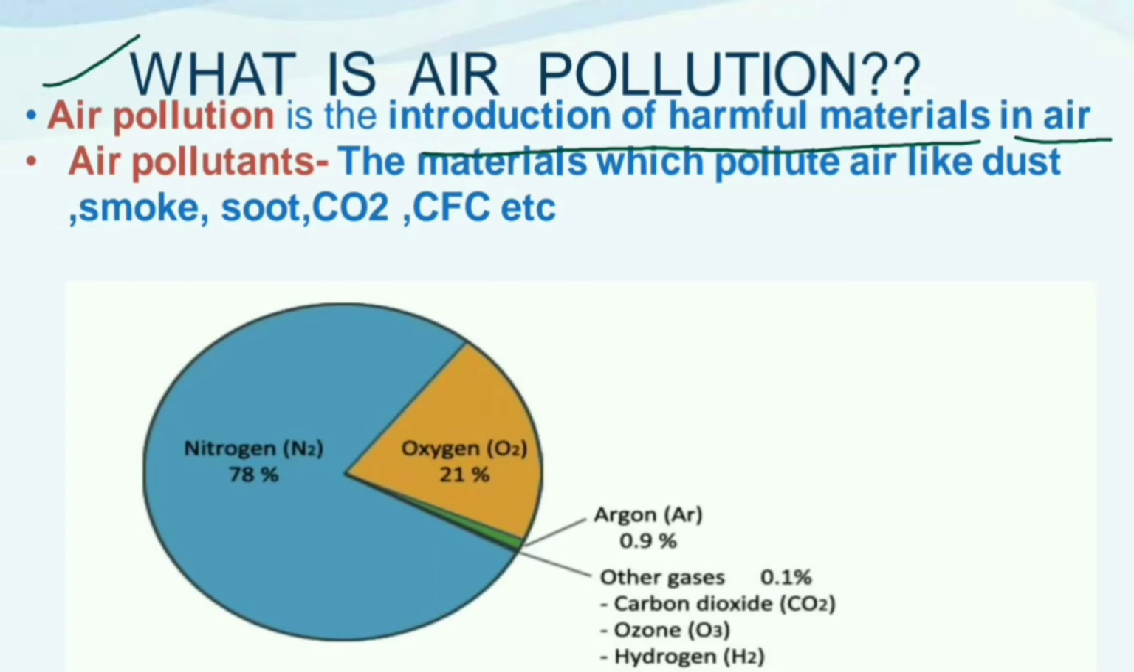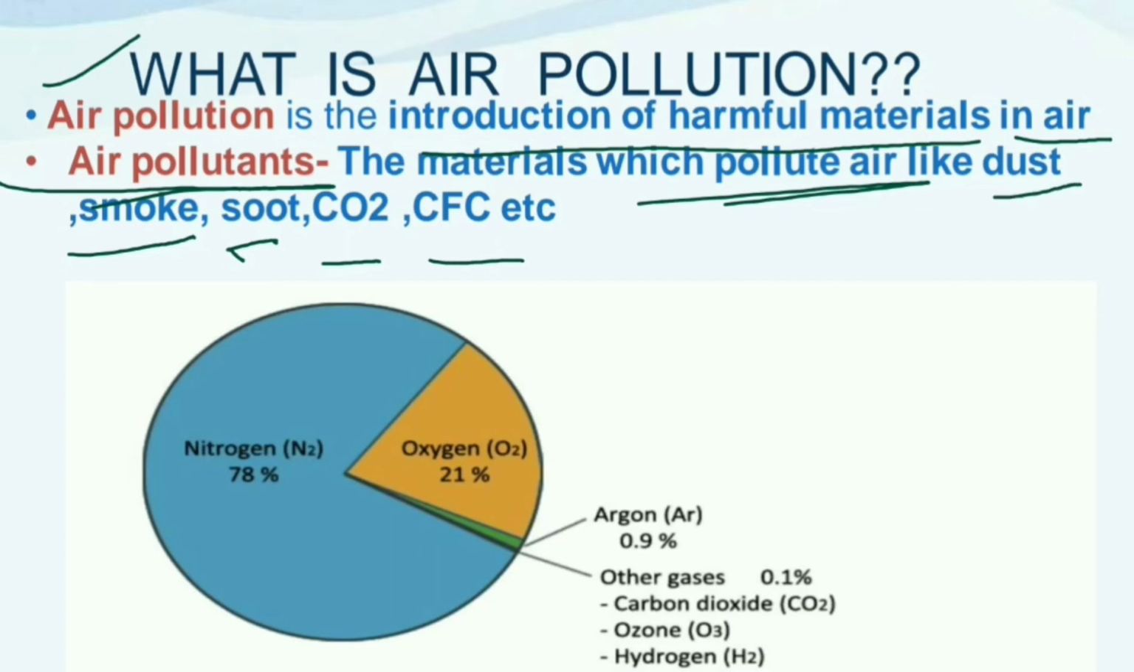Sometimes the concentration of required materials in the air increases beyond its limit, then they also become harmful and act as a pollutant. So different materials or substances which cause air pollution or which pollute the air are known as air pollutants, like smoke, soot, carbon dioxide, chlorofluorocarbons, dust particles, etc.